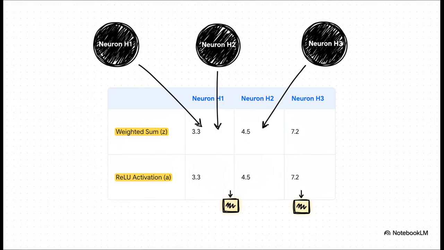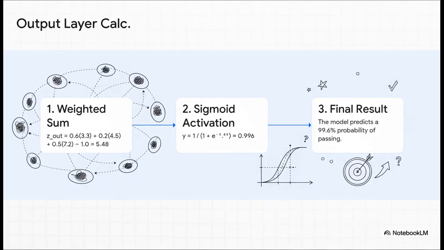Each neuron does its own math, calculates its weighted sum, and then applies that ReLU activation function. So you can see the results here, 3.3, 4.5, and 7.2. These are the outputs from our hidden layer, and they will get passed on to the next stage. Okay, so now those 3 numbers from the hidden layer become the inputs for our final output neuron.